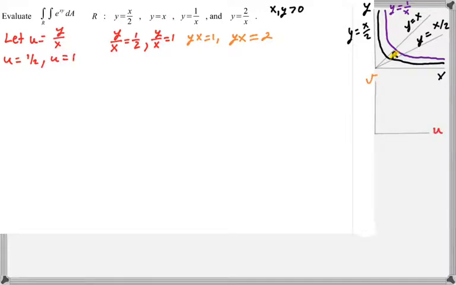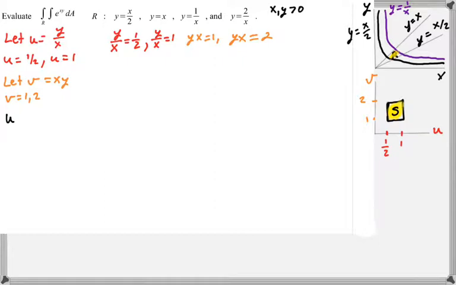So we look at our changing coordinate systems here, the UV plane. And u is going from 1/2 to 1. Now we're going to let the v equal xy or yx. So xy or yx is going from 1 to 2. So again, we're looking at a rectangular region here, and that is our region S.